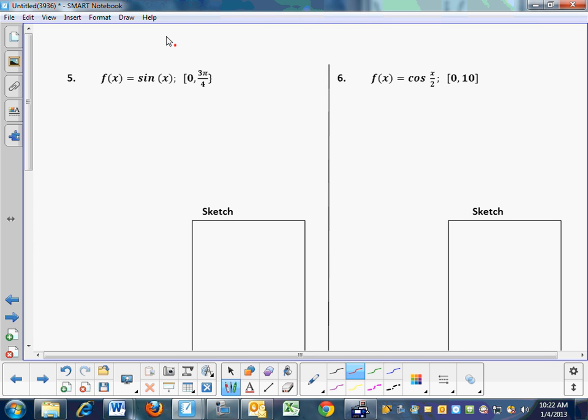Now, just some foresight. How often does the graph of cosine repeat itself? Every 2 pi. If you divide by 2, then how often is it going to repeat itself? Every 4 pi. It's going to be half as often, twice the interval. We start out the same way.